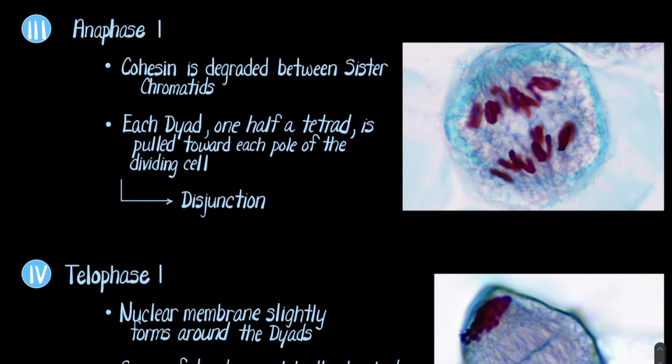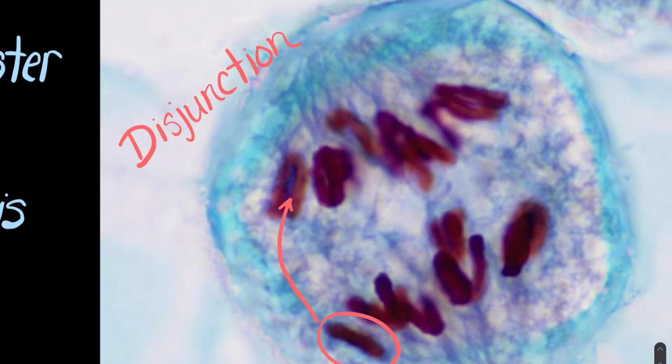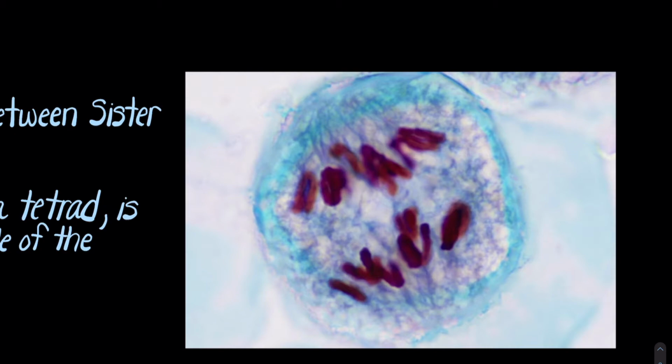Moving into anaphase I, the cohesin proteins are degraded between sister chromatids, and each dyad is pulled toward each pole of the dividing cell. This is disjunction. You may hear the word non-disjunction, and non-disjunction is not a good thing. That's when, say, this one would stay attached, and it would go with this, in summary. So we see here at anaphase that disjunction accounts for Mendel's first law, specifically the law of segregation.